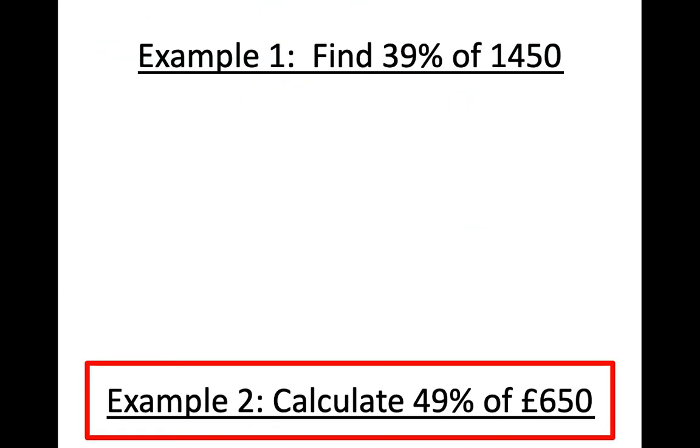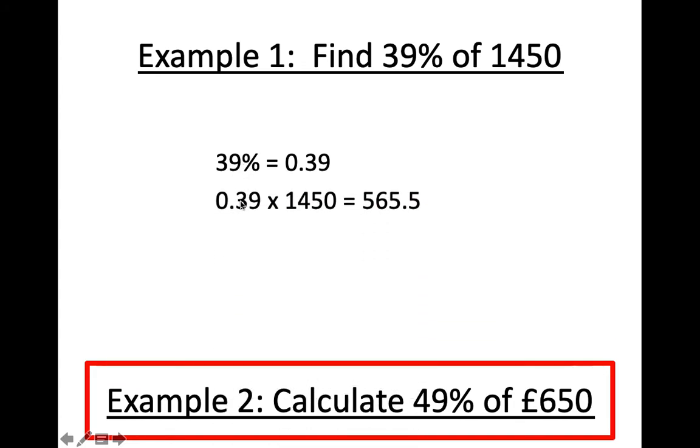Now we're going to talk about how we do this with a calculator. Now this is the preferable way of doing it. Example 1 is find 39% of 1450. The first thing you need to do is rewrite the percentage as a decimal. Now percent means out of 100. So to get it from a percentage to a decimal, we simply divide by 100. And then we take this, which is called a multiplier, and multiply it by the original amount. So it's just effectively this multiplied by this, which gives us our answer.